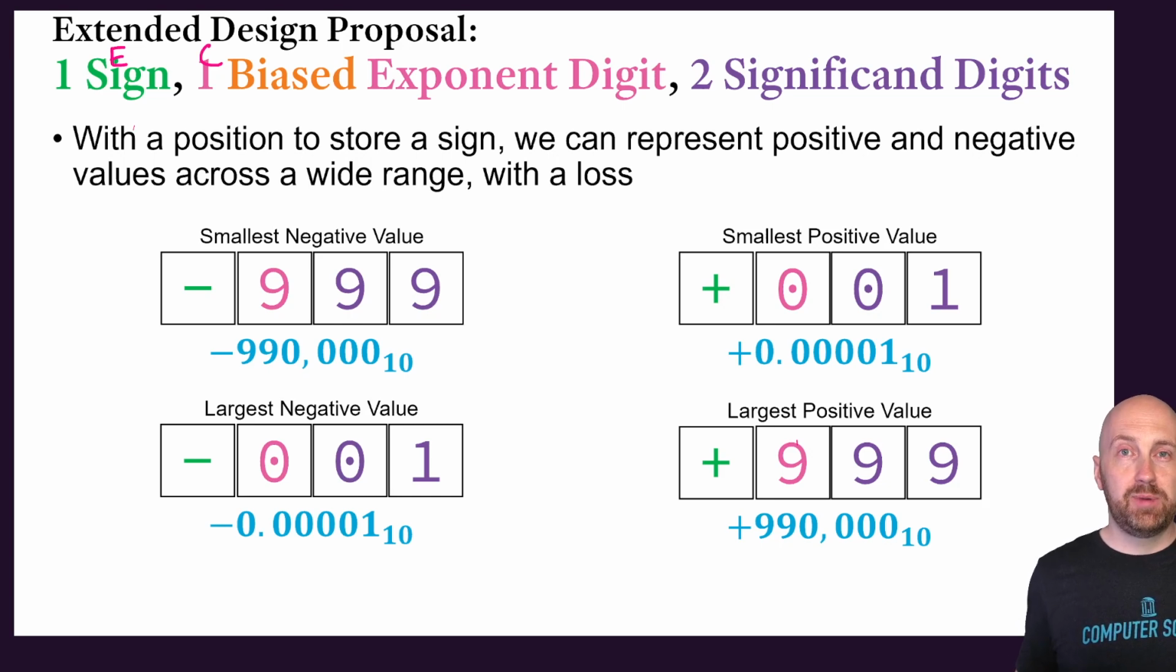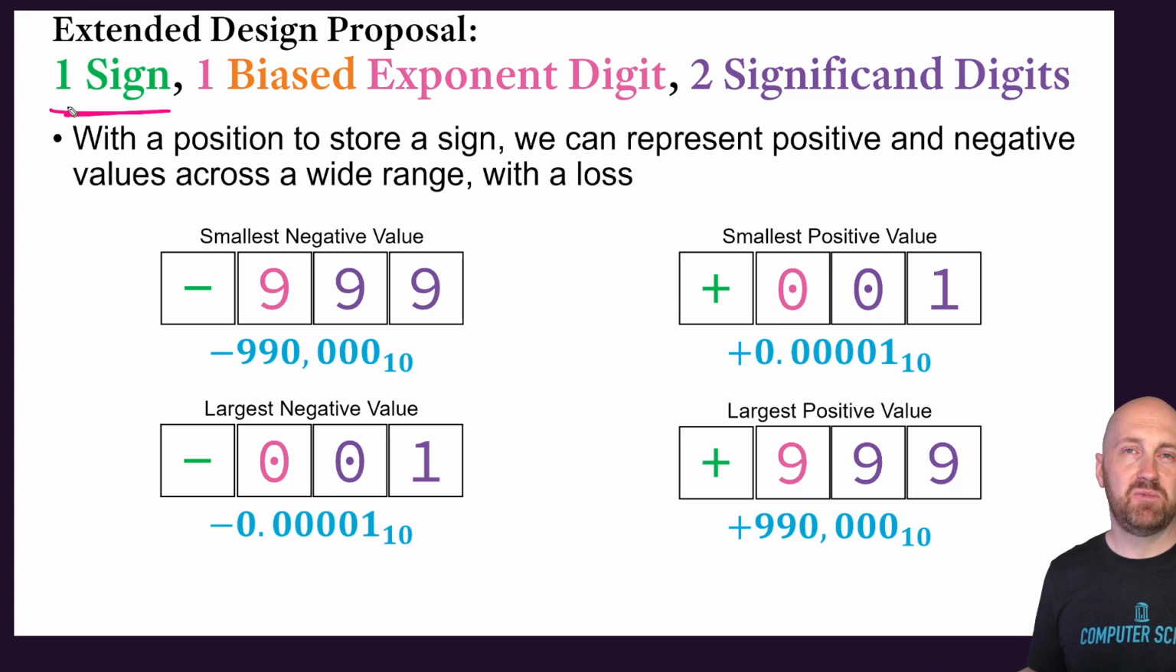Before we get into binary, let's talk a little bit more about this extended design proposal and be sure that we understand the trade-offs here. So when we have one biased exponent, the smallest negative value, in this example, we are adding the ability to represent negative numbers. And so here I'm adding on a sign. And we're going to see that with binary encoding, there's going to be a position allocated for the sign as well. We'll just choose a 1 or a 0 for the negative and the other for the positive.